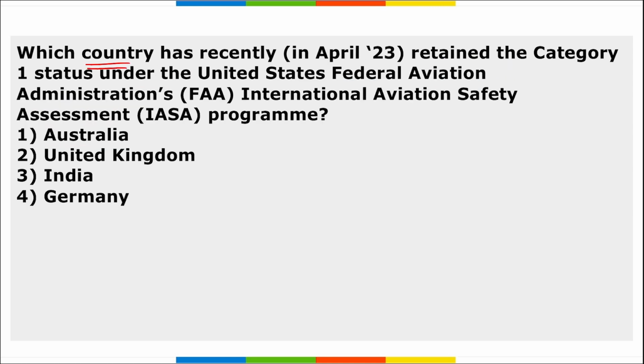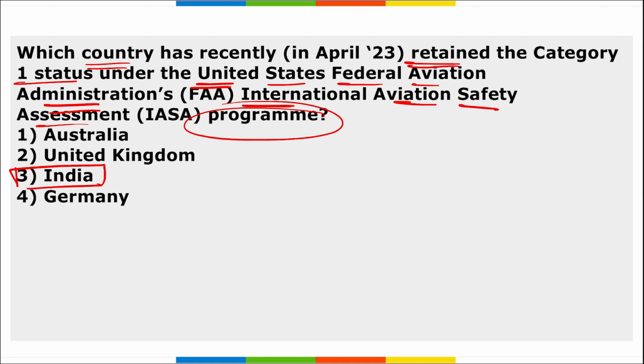Next, which country has recently retained the Category 1 status under the United States Federal Aviation Administration International Aviation Safety Assessment Program? Which is it? It is India, which has recently retained the Category 1 status under the FAA IASA program.